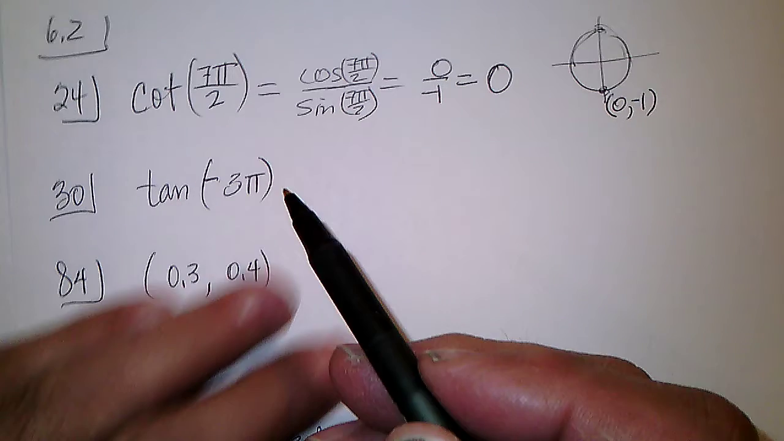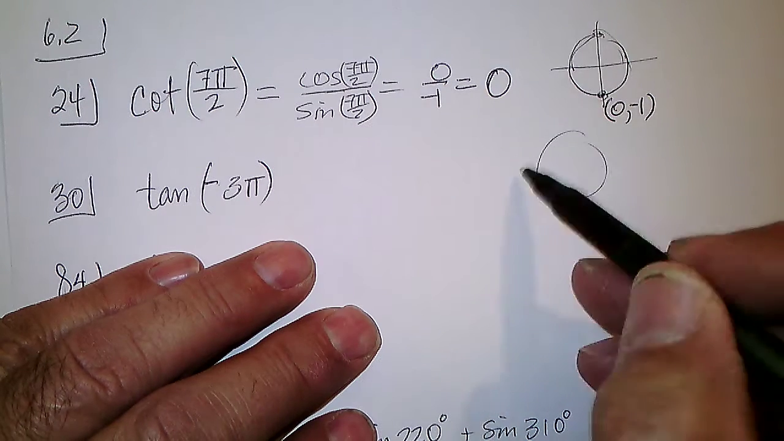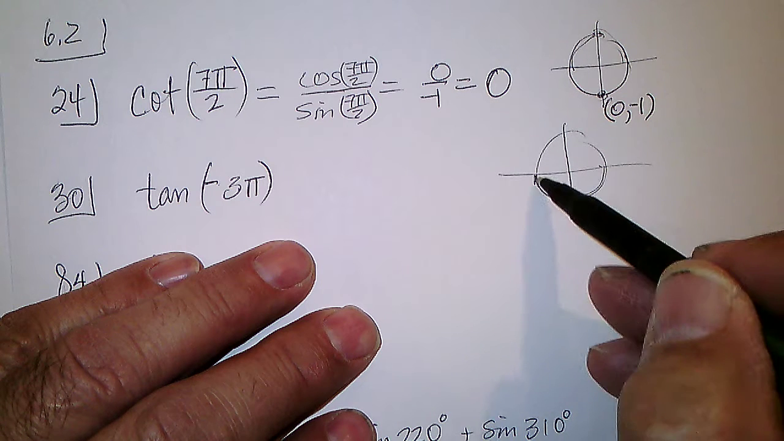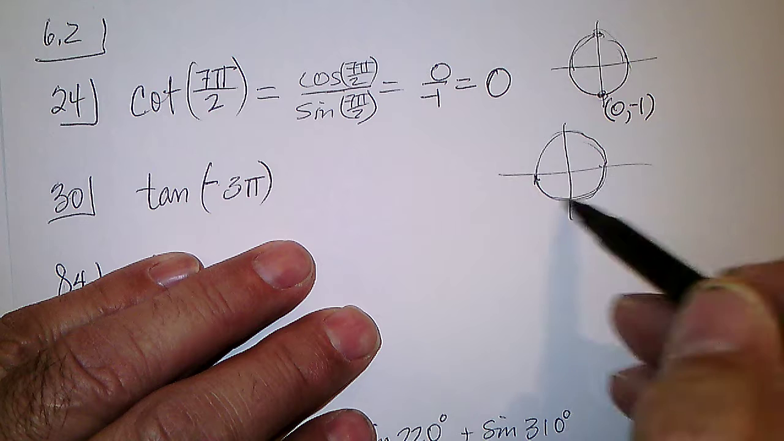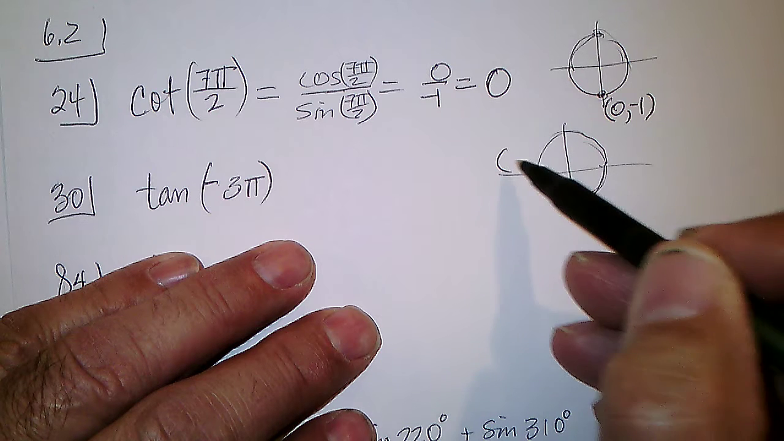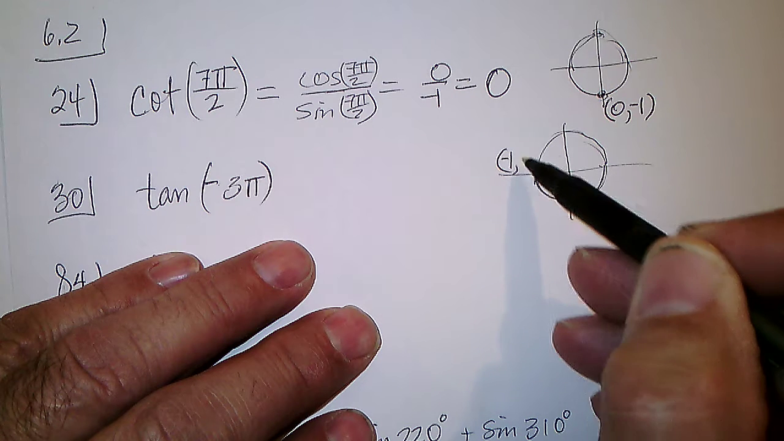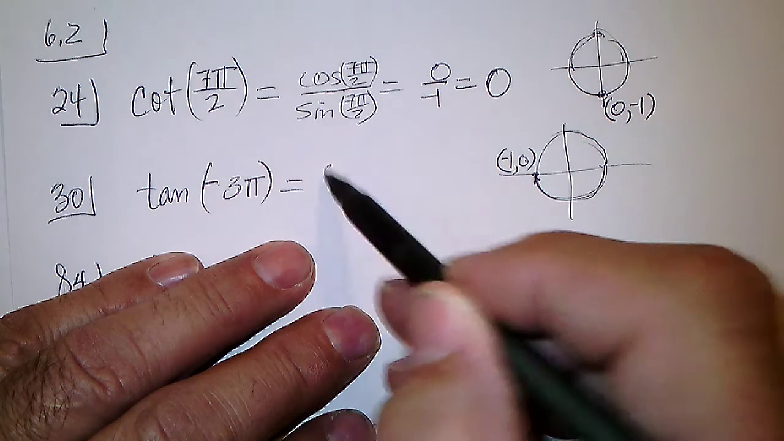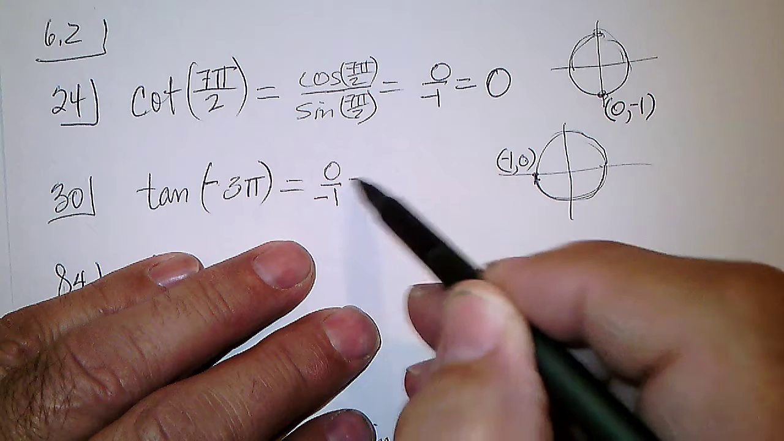Tangent of -3 pi. So if we go minus pi, minus 2 pi, minus 3 pi, we're there where the cosine is -1 and the sine is 0, and the tangent's sine over cosine.